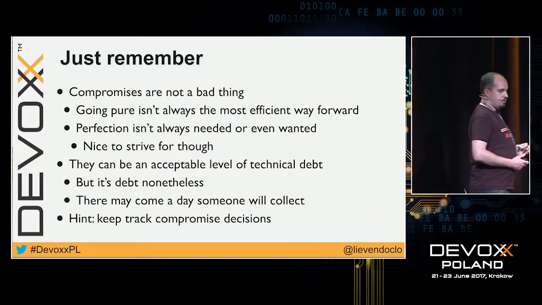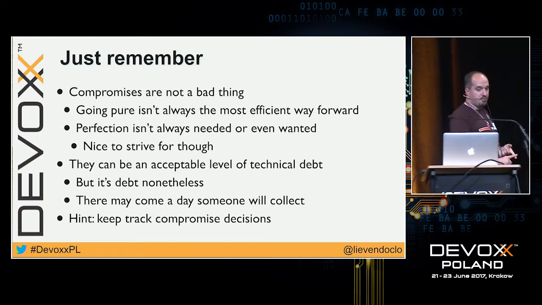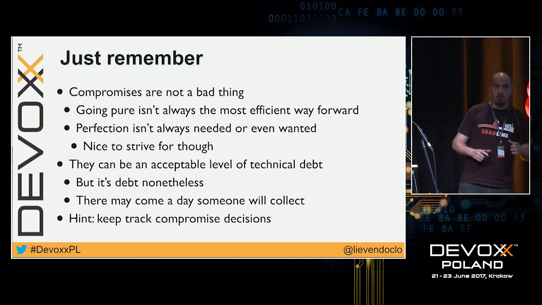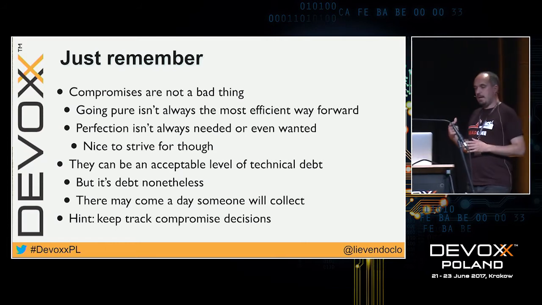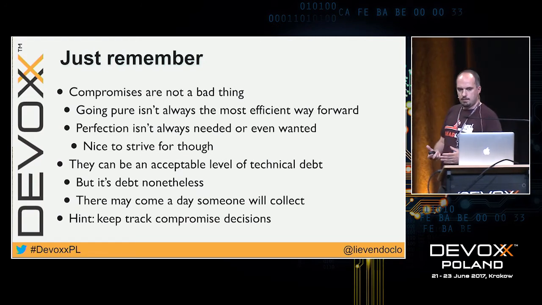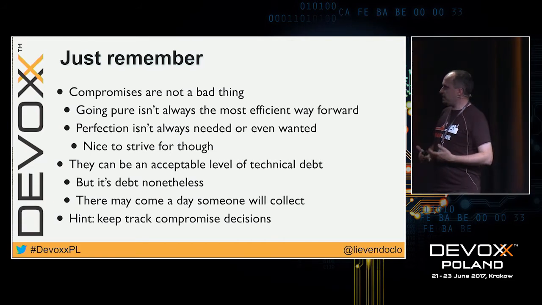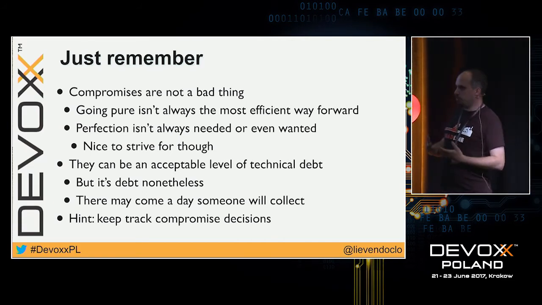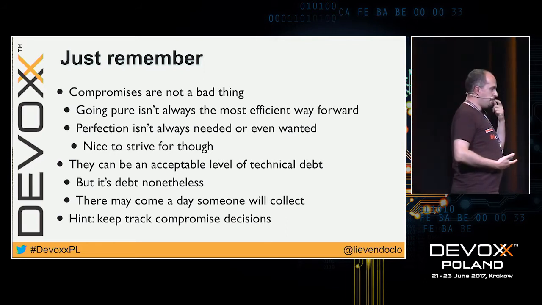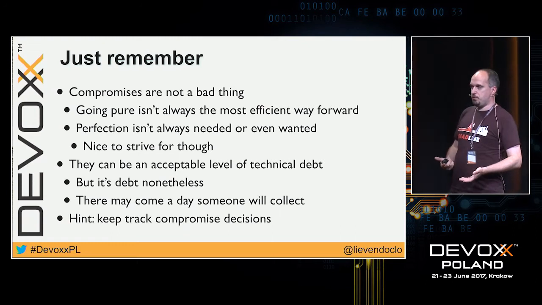What I want you to remember is compromises are not a bad thing. You don't have to go pure. You don't have to put all those request models and all those data structures in your system. It can be perfectly acceptable to not go for perfection and just choose a couple of compromises. And that can be the most efficient way for you to write your software.